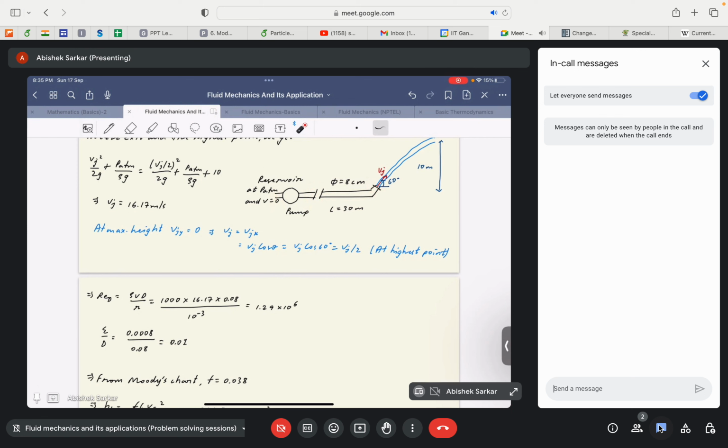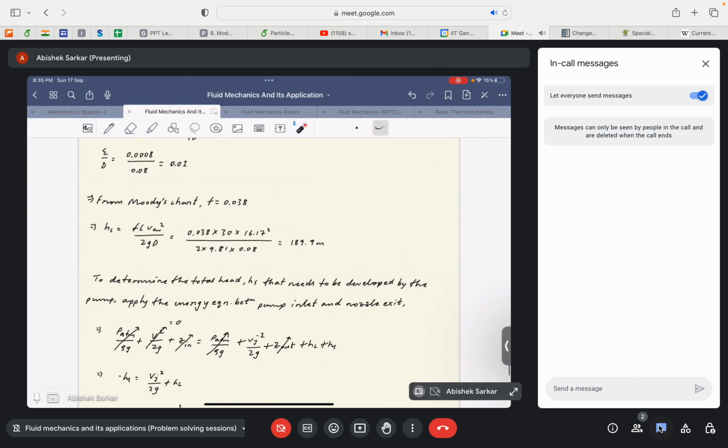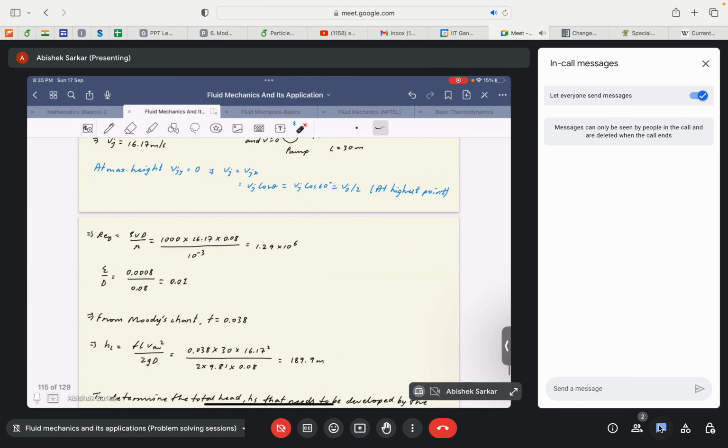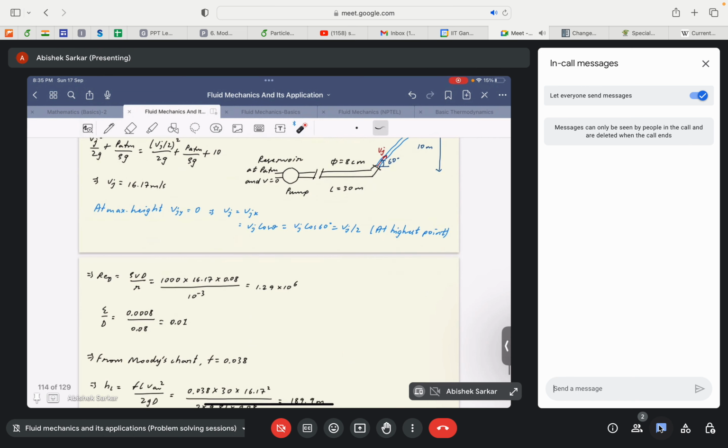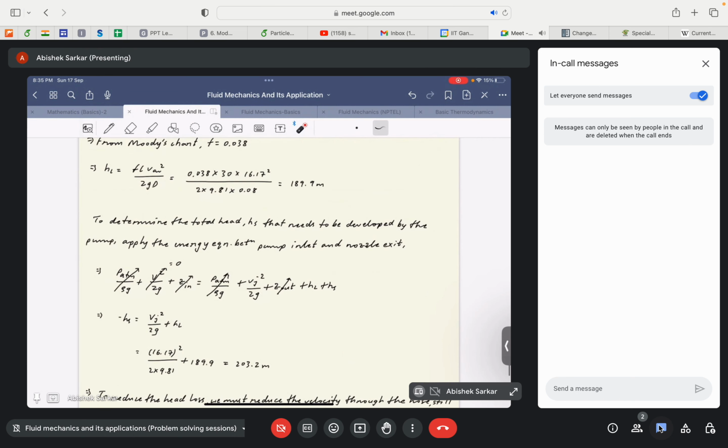So applying Bernoulli's equation between these 2 points, we get P atm by rho g plus V square by 2g plus Z in is equal to P atm by rho g plus Vj square by 2g plus Z out plus HL, that is the head loss due to friction, plus Hs, that is the additional head being applied by the pump. Both pressures will go out, since pressure is equal to P atm. V square by 2g would be equal to 0. Why? Because it is given in the question that the velocity at the reservoir is 0. So V is equal to 0. Z in and Z out are at the same elevation, so these terms will go out.